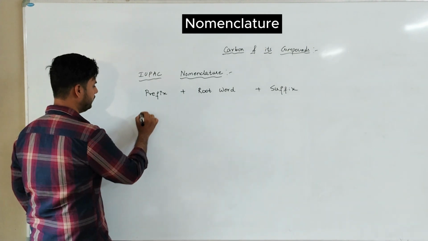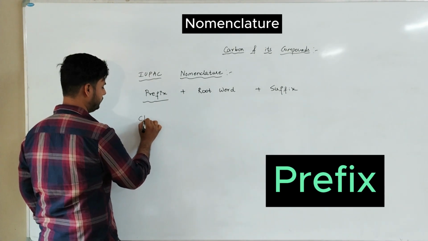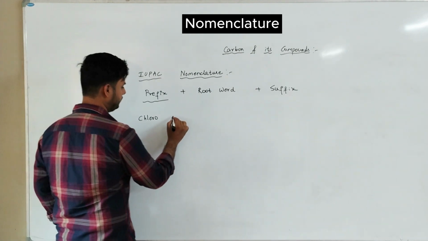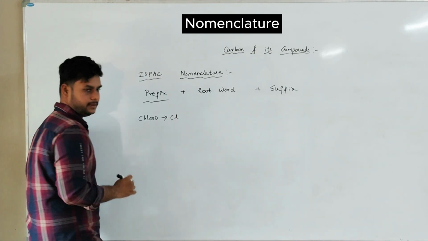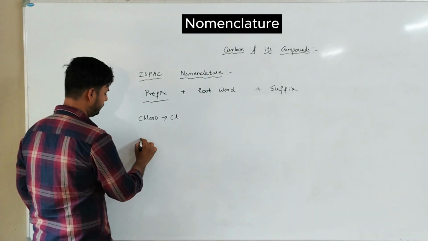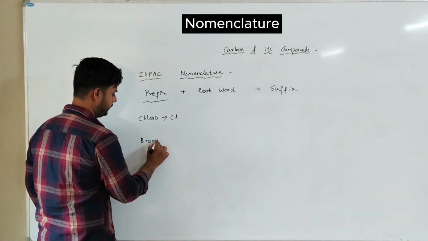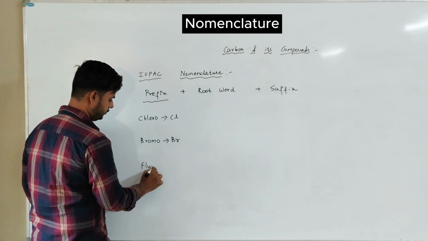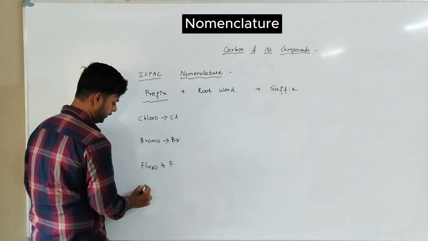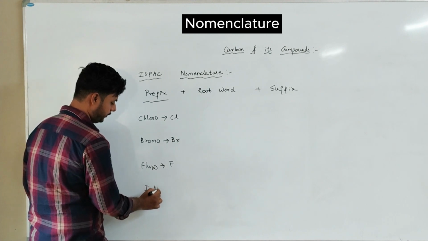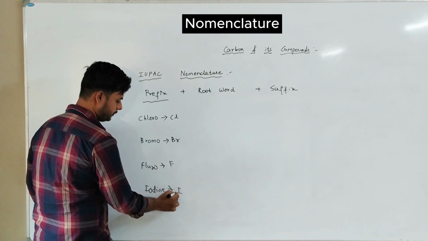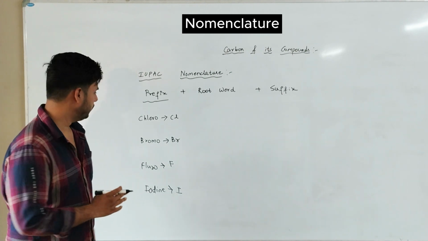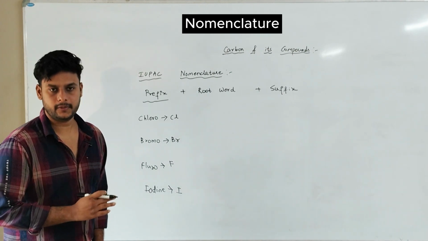Don't speak. First prefix: chloro, which is represented as Cl. Next bromo, Br. Fluoro, F. Iodine or iodo, whatever you want, you write I. So you will have only these four for 10th standard: chloro, bromo, fluoro, and iodo.